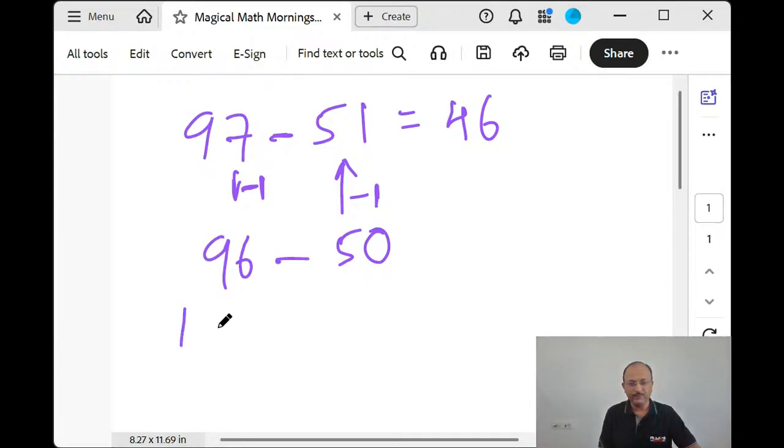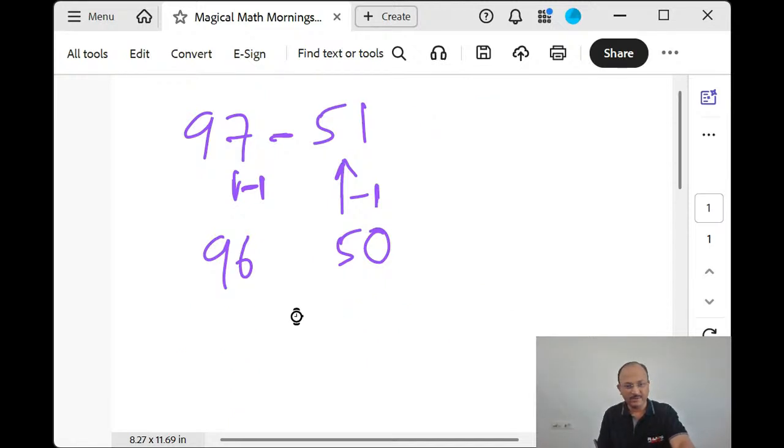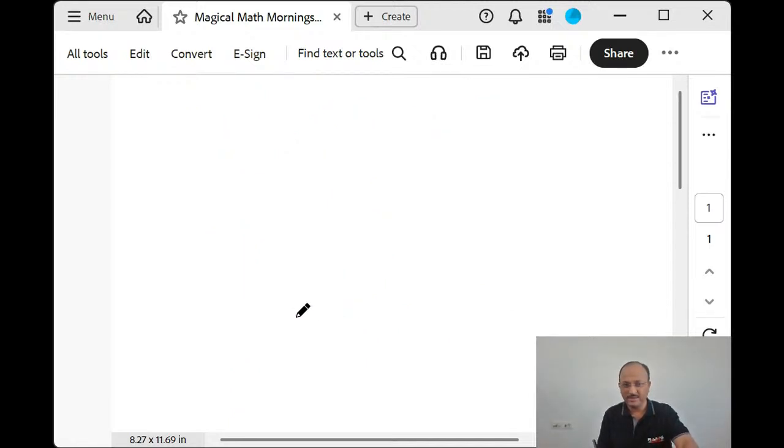Let's take a little bigger number. Suppose we want to do 198 minus 71 or 72. Let's take. What we do, this is actually very simple. Directly also we can do this one. Correct? No? 126 we get it. But how do you do? Just reduce 2, it will become 196 minus 70 is 126. Let's take a little more complicated numbers so that we can practice.